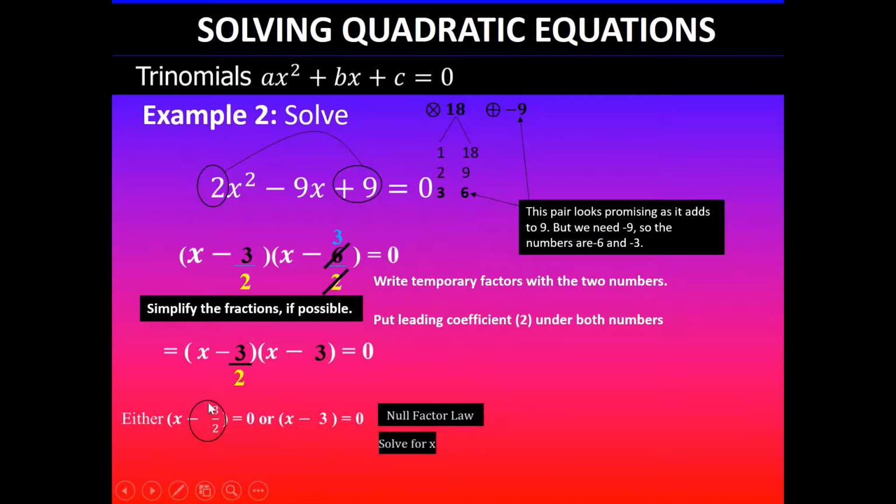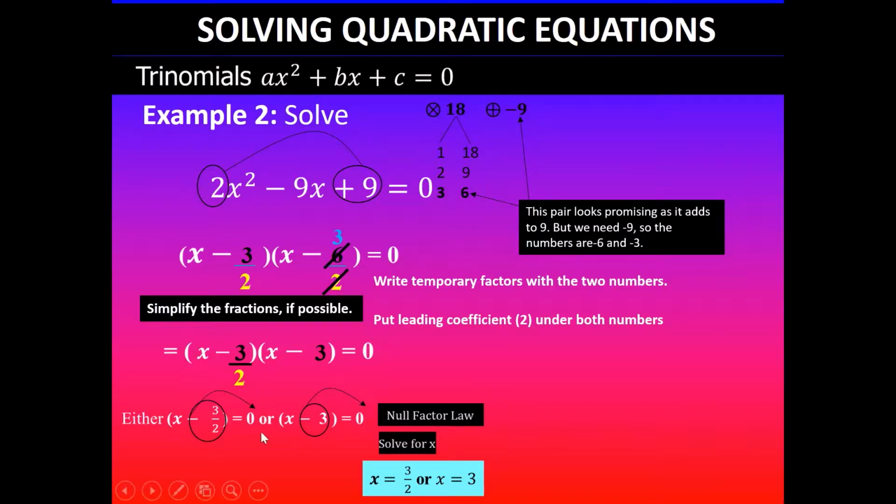So I'll take minus 3 over 2 to the other side, so minus will become plus. That gives you positive 3 over 2, and minus 3 here goes to the other side, we'll read positive 3. So your final answer is x is equal to 3 over 2 or x is equal to 3. Pretty straightforward, as you can see.